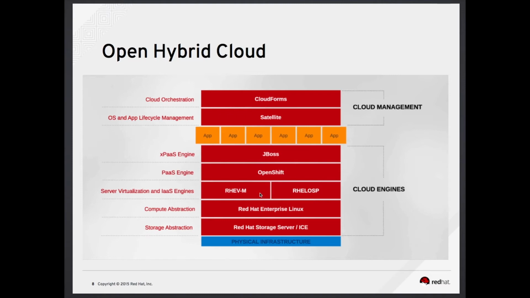A platform as a service engine that has received a lot of interest is OpenShift. We also have an extended platform as a service engine provided through JBoss. We then run our applications on top of that, but of course, we need to be able to manage all of these different cloud engines. And so CloudForms gives us our cloud orchestration. Satellite can help us with operating system and application lifecycle management.